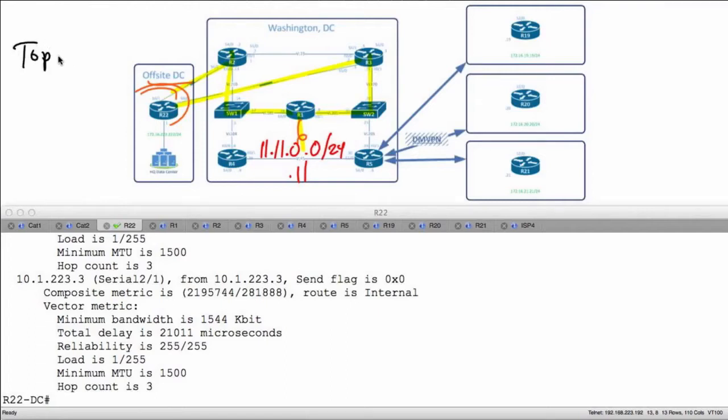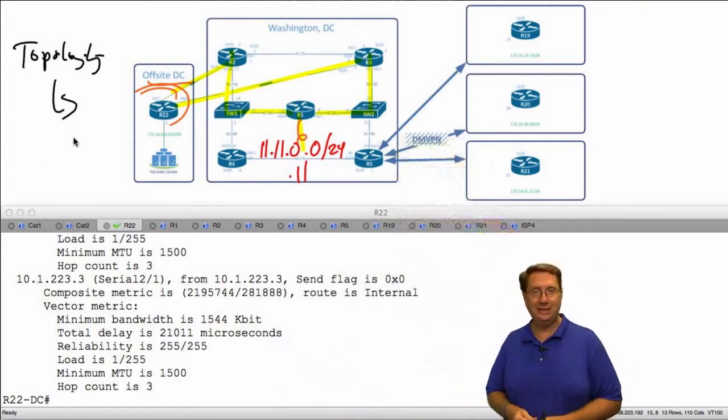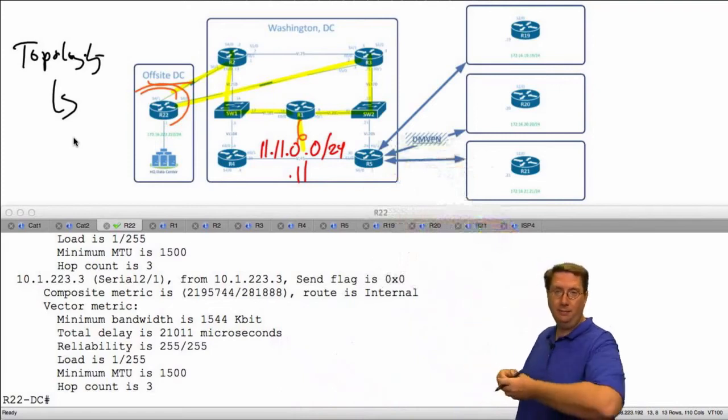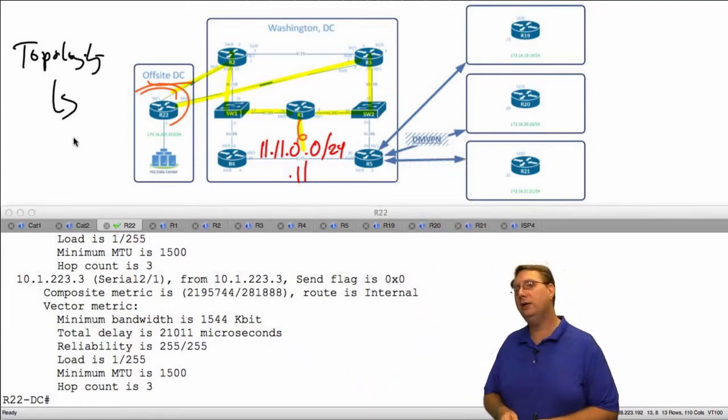Now, the topology table is going to be a listing of the prefixes and the sources that we're learning those prefixes from. So in other words, for every route we learn, we're going to have entries in our topology table. Then we'll do our computation against the topology table to determine which prefixes are going to be installed in our RIB.